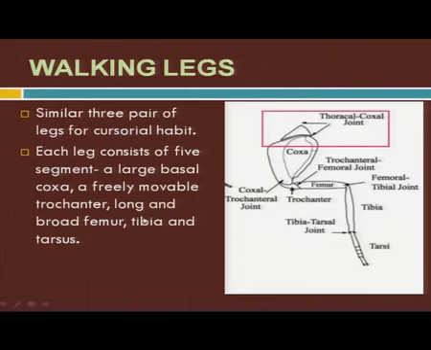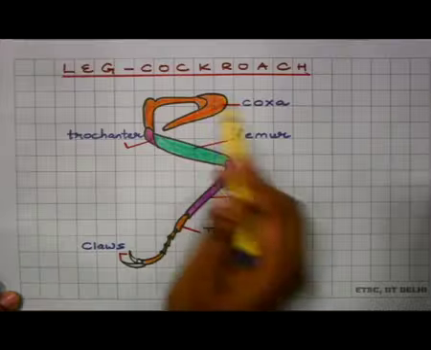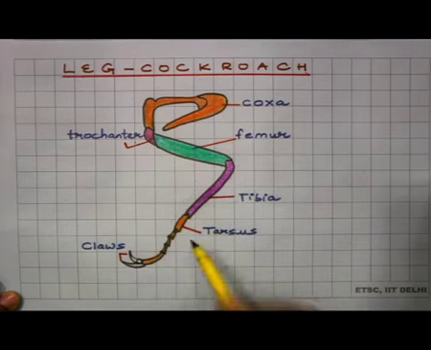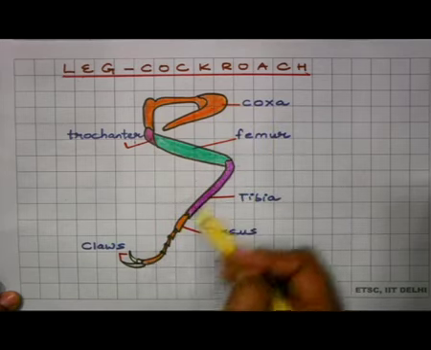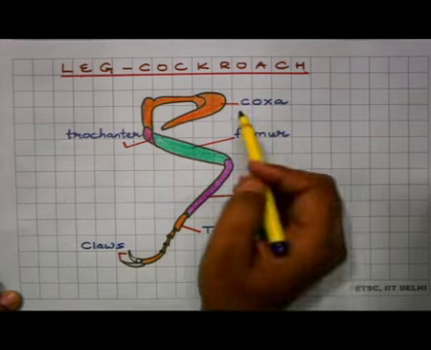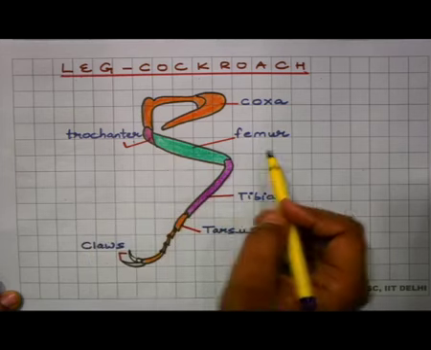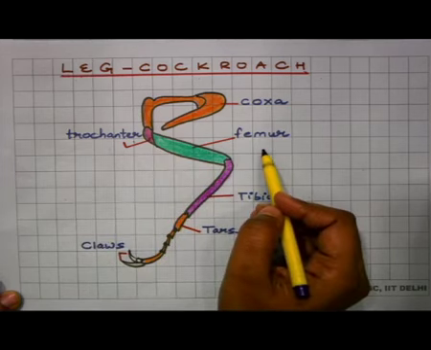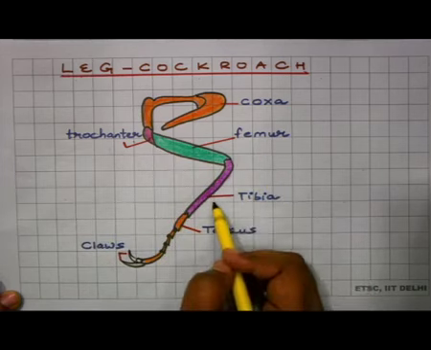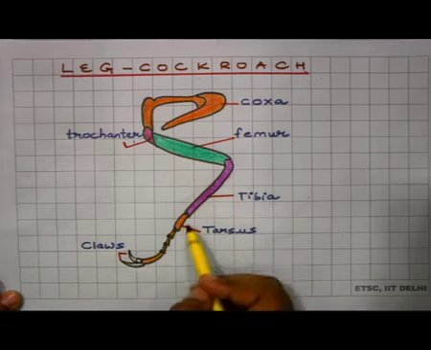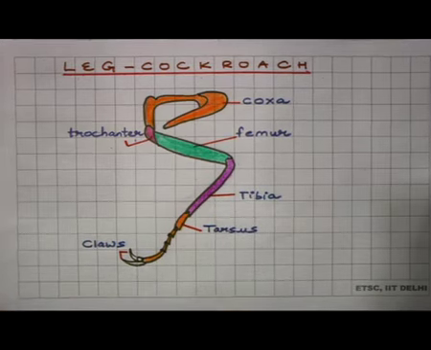Each leg consists of 5 segments, 5 parts. You can see here 1, 2, 3, 4, 5. 5 parts are there in each of the legs. And what are those 5 parts? Coxa, trochanter, femur, which is also present in our legs. Then this is the tibia, which is thinner, the tarsus, and then there are claws. So, these are the 5 parts which comprise the leg of a cockroach.